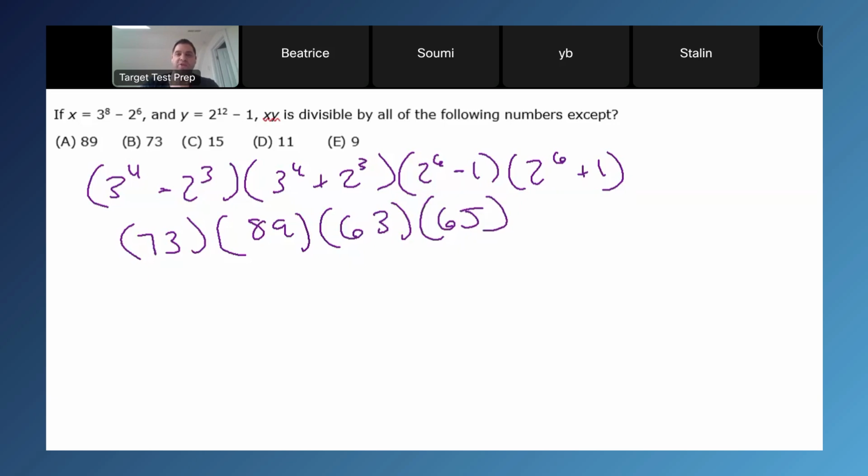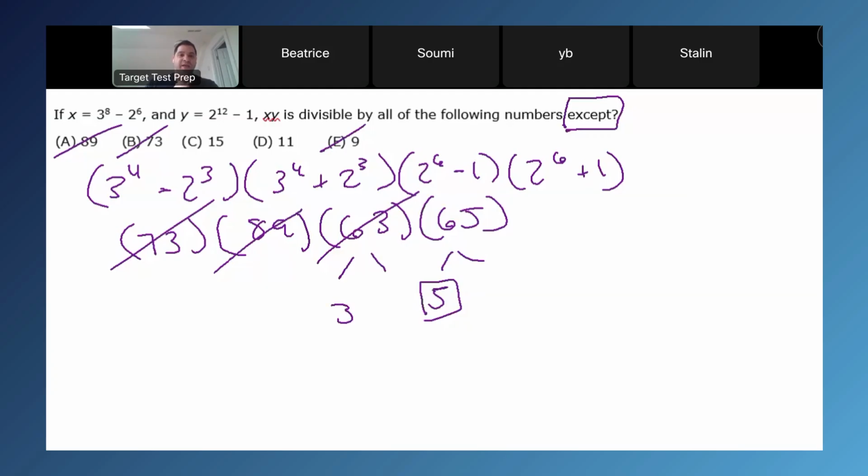So, look, there's a couple of things that should be pretty obvious that don't work. Obviously, a 73 and an 89 because it's an except question. And then, okay, 9 clearly goes into 63. So we have that going on, right? And then what about 11 and 15? Well, remember, 65 has a 5 in it, and 63 has a 3 in it. So there's your 15. So it's divisible by all the following but the 11 there. And that's how we finish this one up. So 11 is our answer.